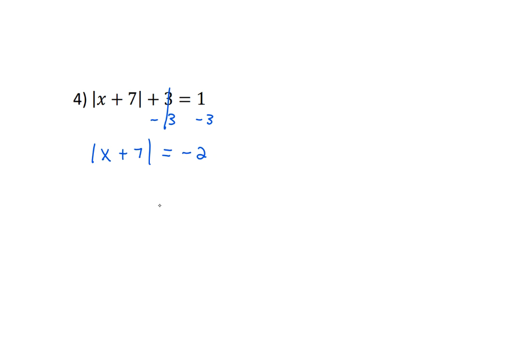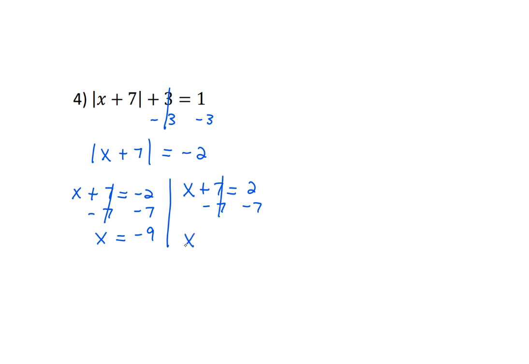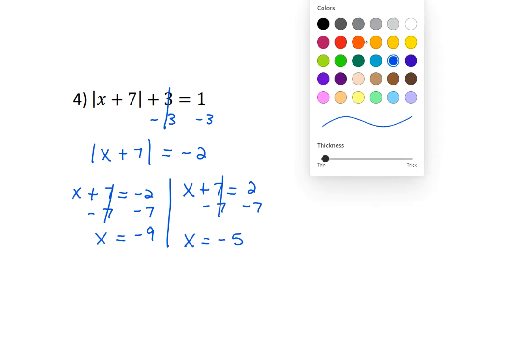Now, just in case you forget that and you work this out, let's see what happens. Let's work out this equation. So again, I would take this out of the absolute value and say x plus 7 equals -2. And then again, x plus 7 equals the opposite of -2, which would be +2. Okay, so let's solve this. I'm going to subtract 7 from both sides, and I get x equals -9. Subtract 7 from both sides, and I get x equals -5. Okay, let's check those answers.